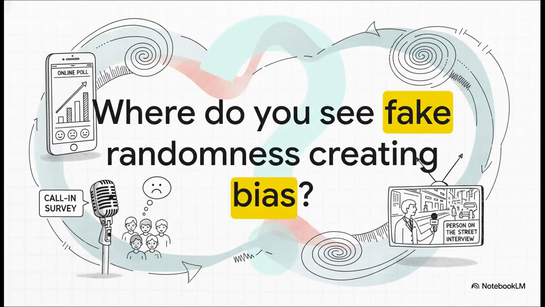So I'm going to leave you with a challenge. Now that you know how to spot the difference between real randomness and stuff that just feels random, start looking for it. Where do you see it in your daily life? Think about those person-on-the-street interviews or online polls or TV call-in shows. How often do they create a totally biased, skewed picture of reality? Once you start to see it, you can't unsee it, and you'll become so much smarter about the information you consume every single day.